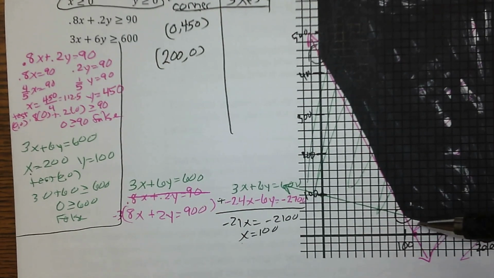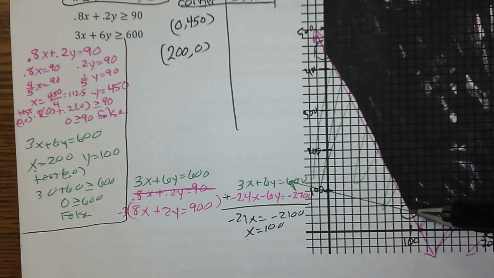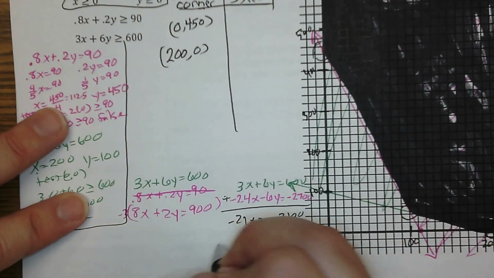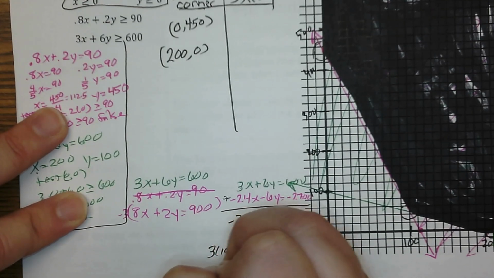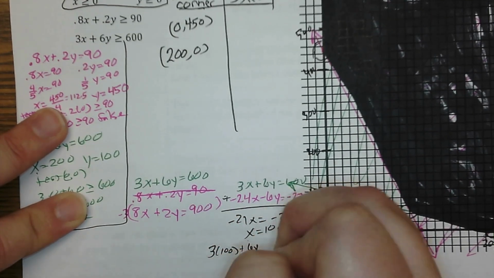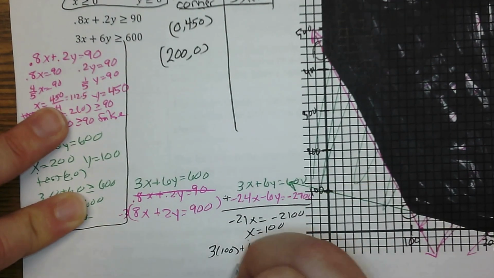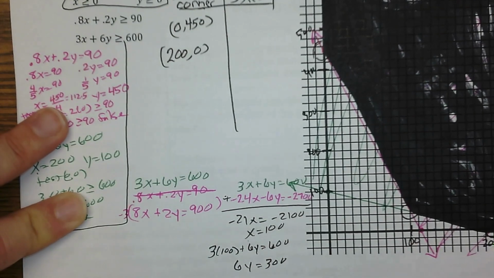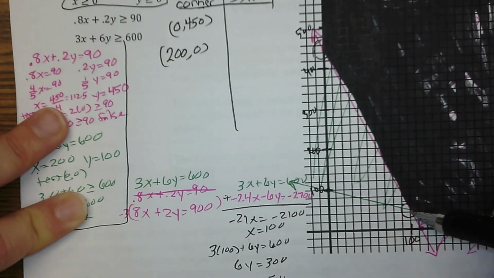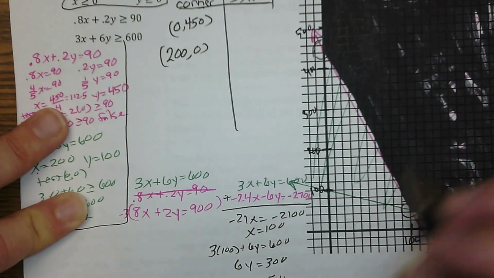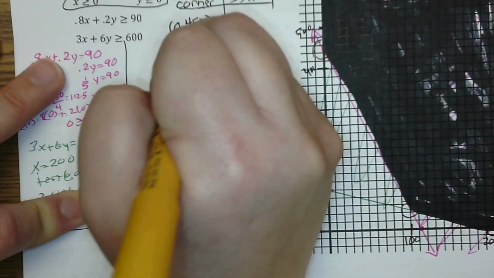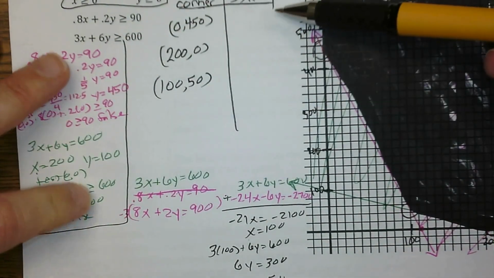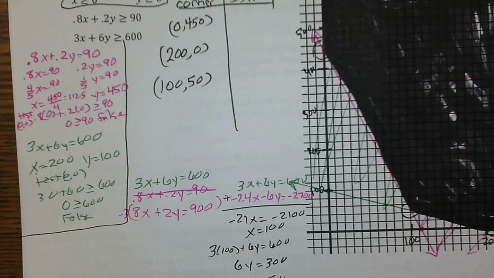And I take a quick look here. Does it look like they could cross at 100? That looks like a good x value. So now I've got to go back and plug it in. 3 times 100 plus 6y equals 600. So 6y equals 300, y equals 50. Does it look like the height could be 50? Yeah. So 100, 50. We've got to plug all three of these into the objective function.